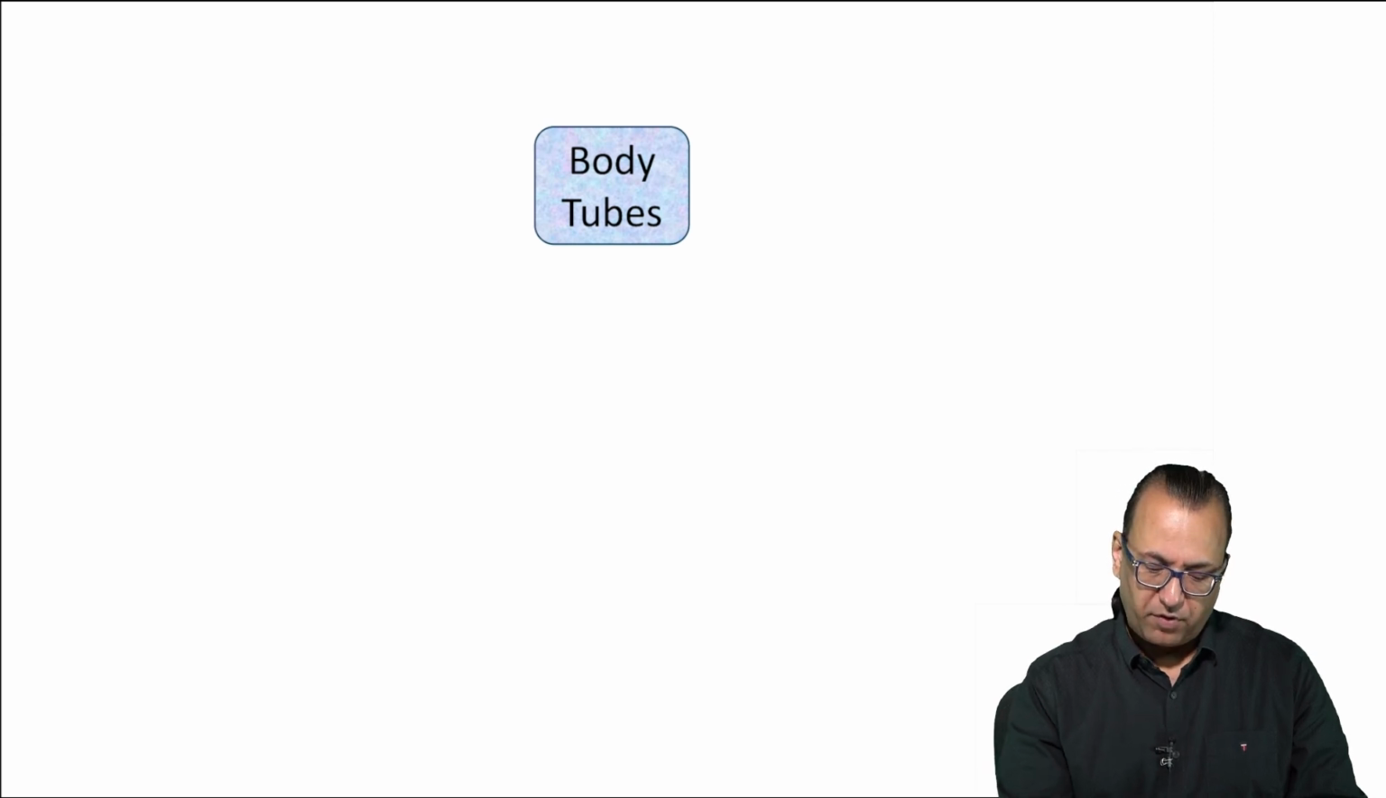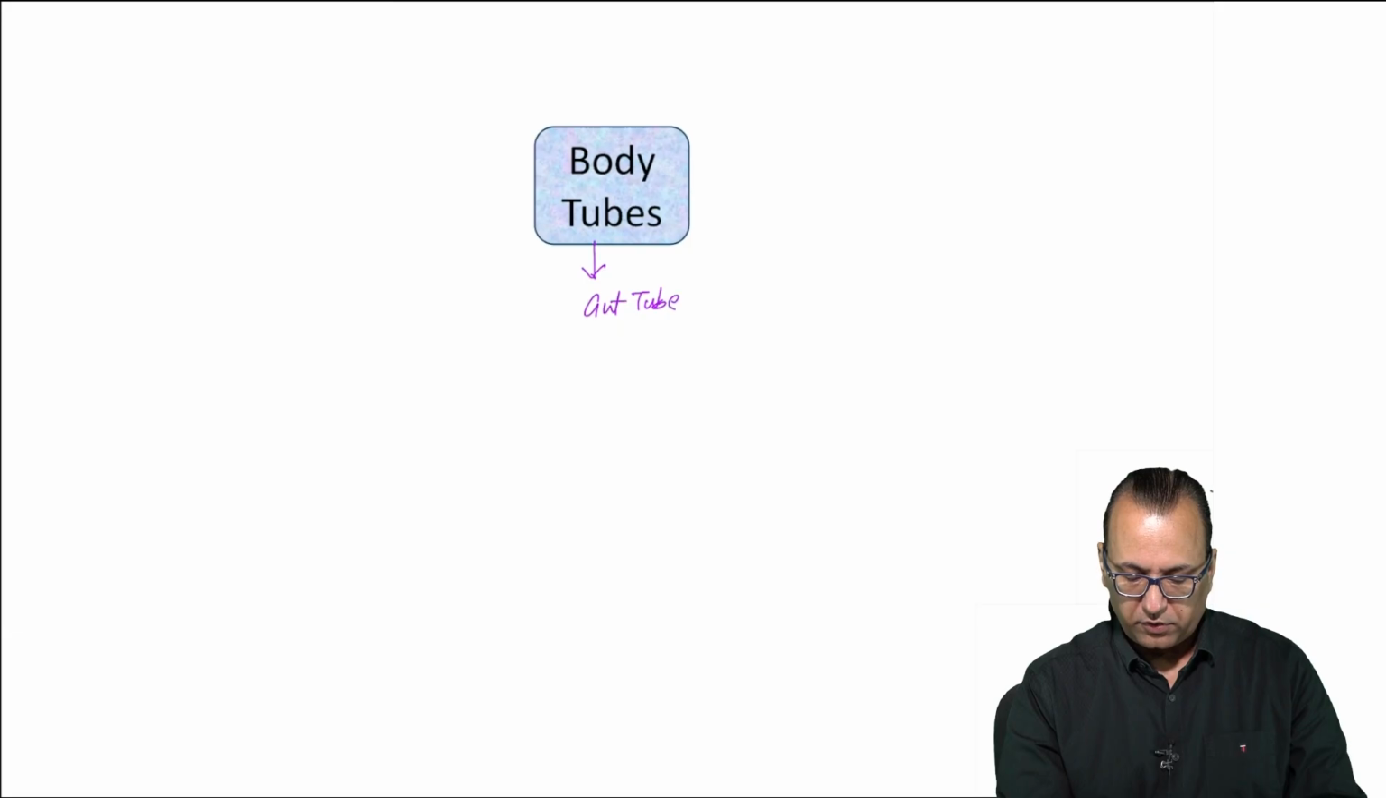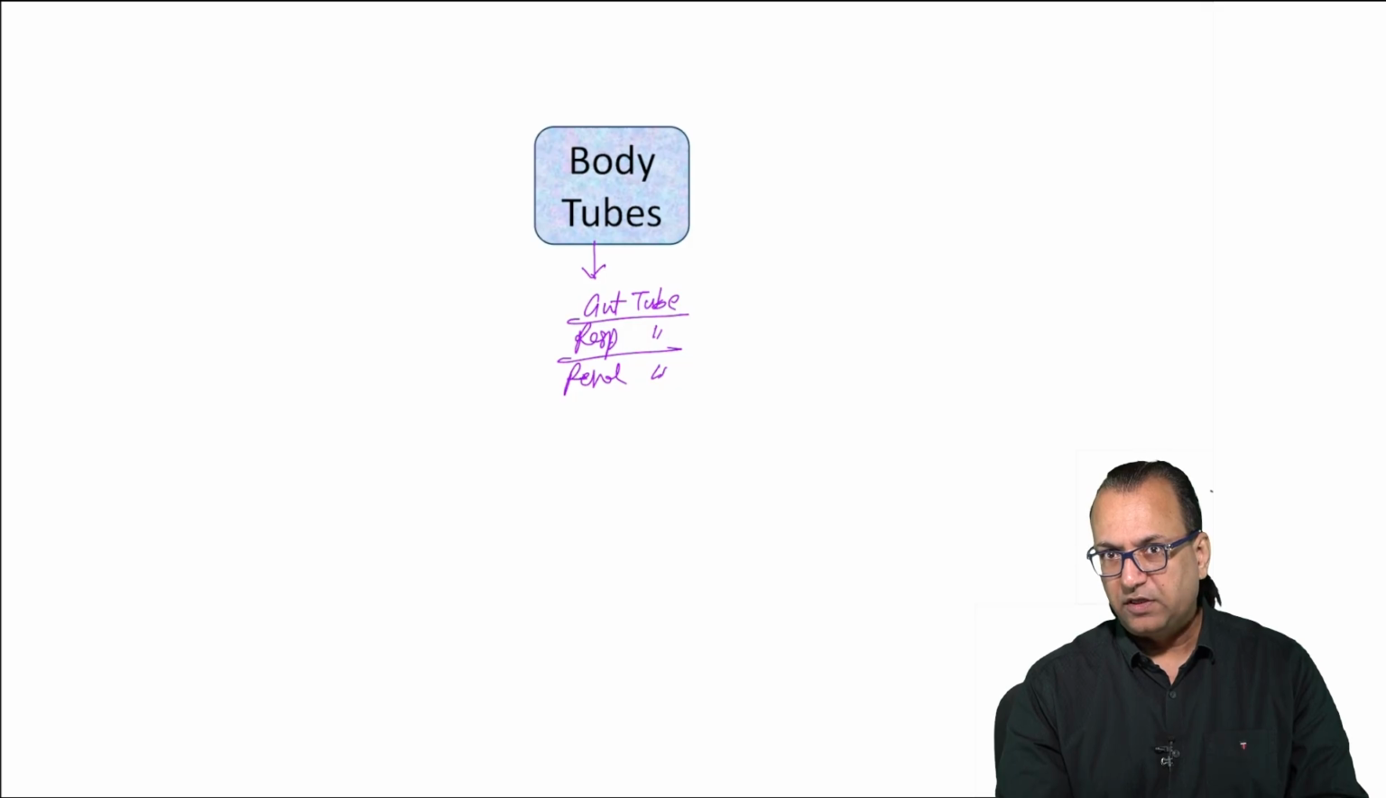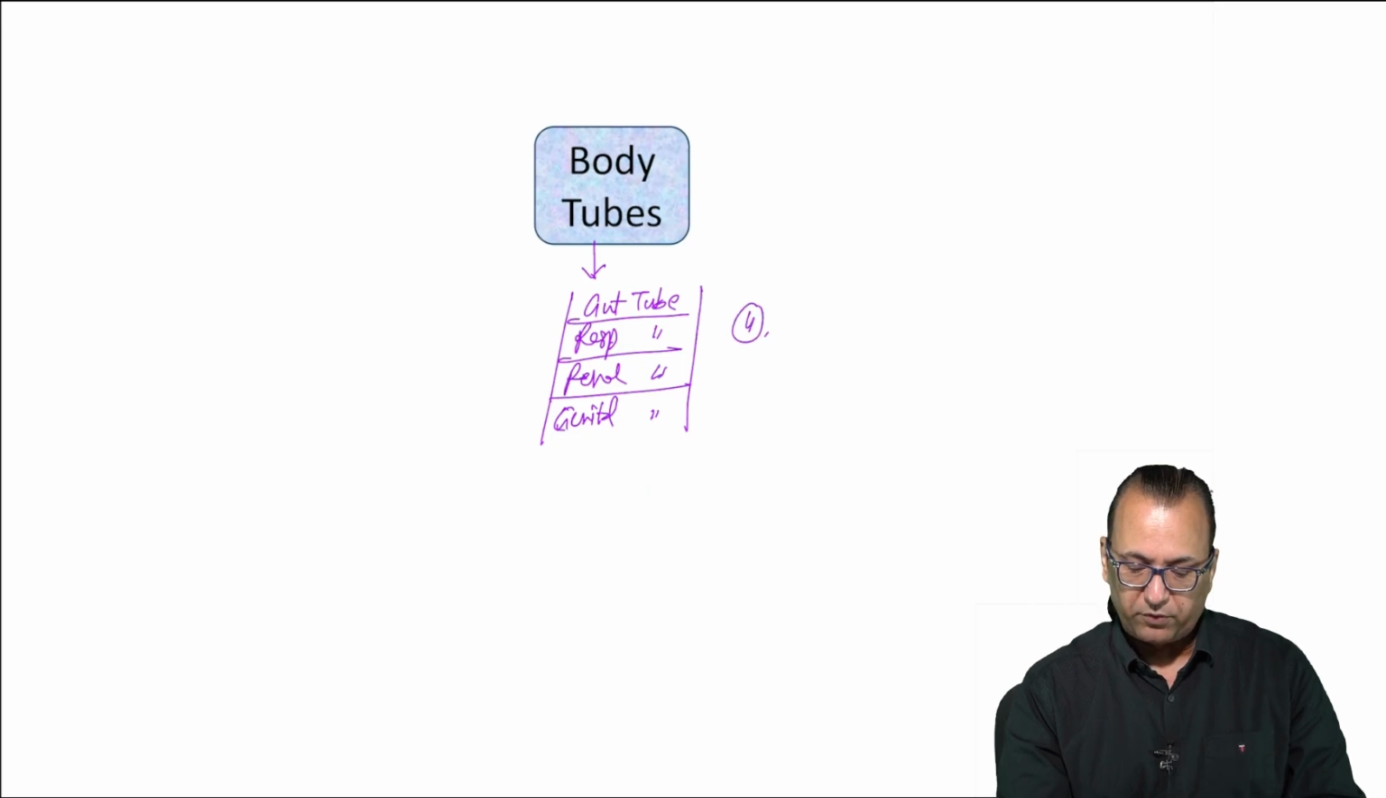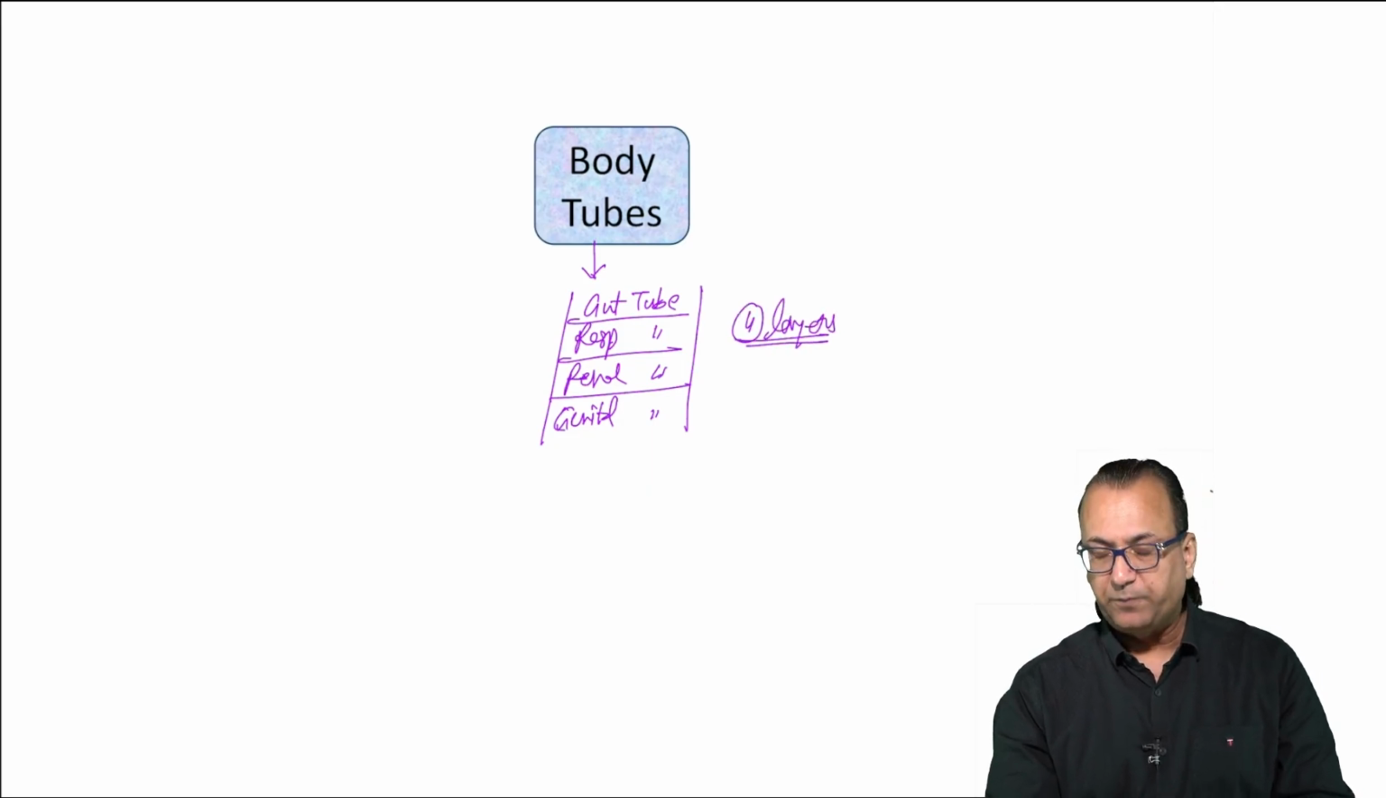Histology of body tubes, say the gut tube or respiratory tube or the renal tube, maybe the genital tube. These tubes are having one common pattern of organization of layers, like they'll have 4 layers. So what are the 4 layers generally these tubes are having? They'll have, number one, the mucosa.